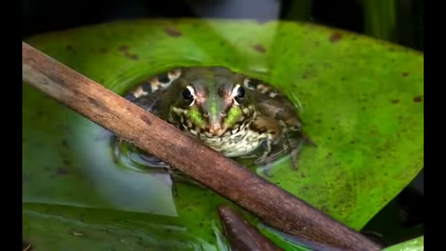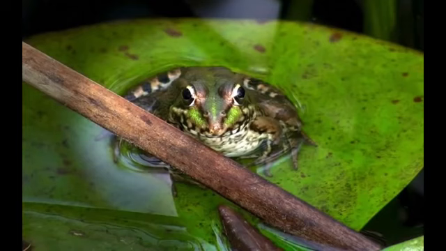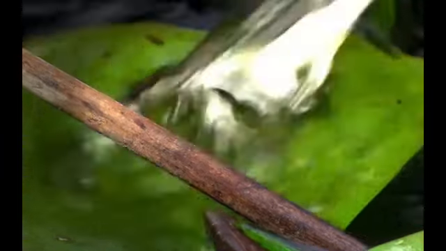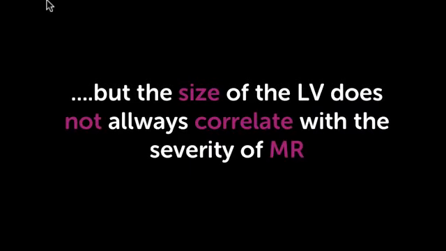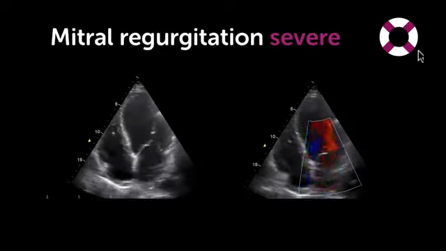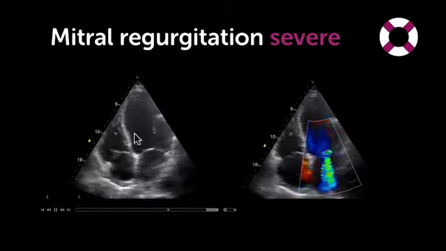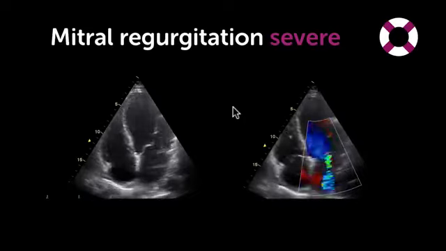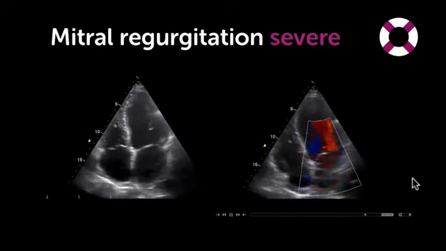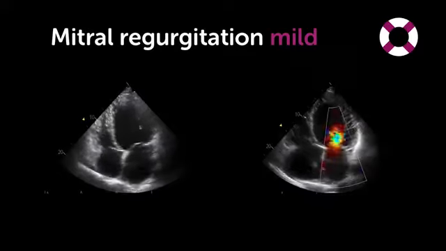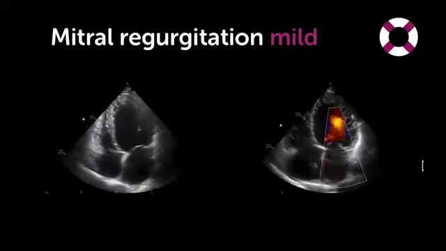By dilating, the left ventricle adapts. It adapts to the condition that it has to pump more blood because part of the blood goes back to the left atrium. However, you should be aware that the size of the left ventricle not always correlates with the severity of mitral regurgitation. To illustrate that, I will show you two examples. First, a patient who has a moderately, maybe, dilated left ventricle, but very, very severe mitral regurgitation. And here, a patient with a very large ventricle, but only mild mitral regurgitation.